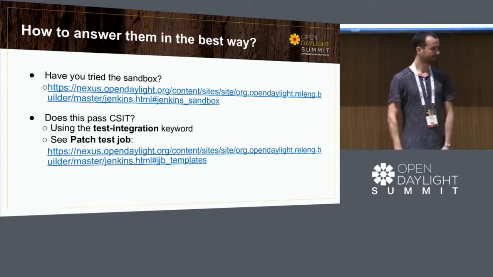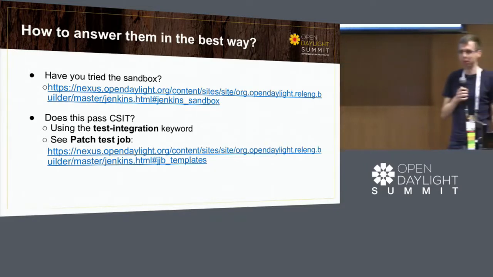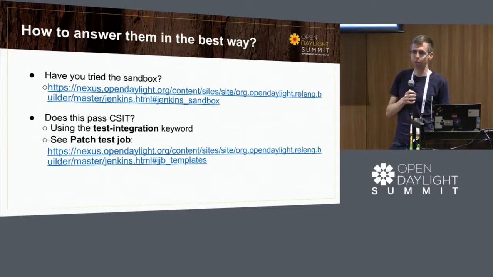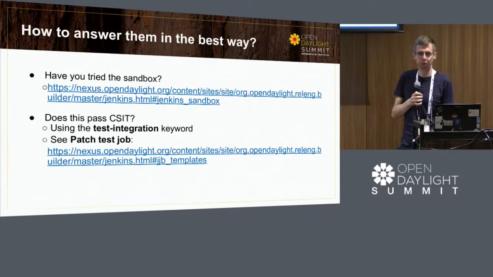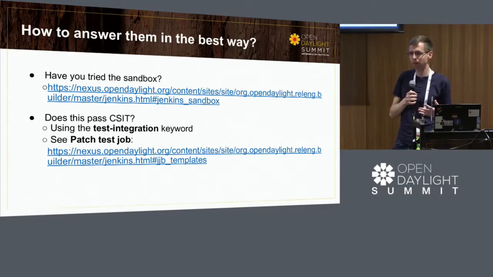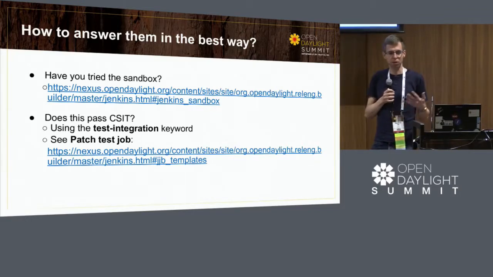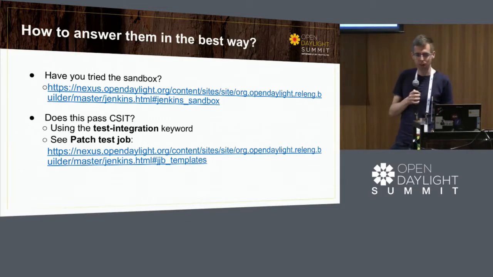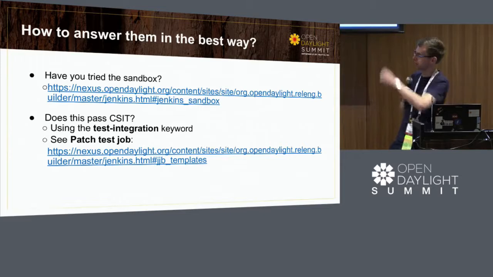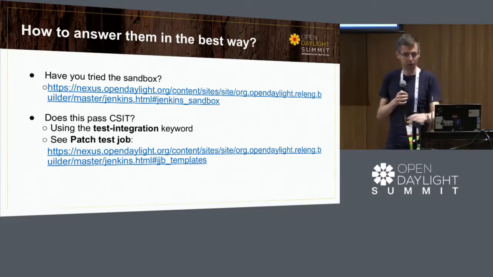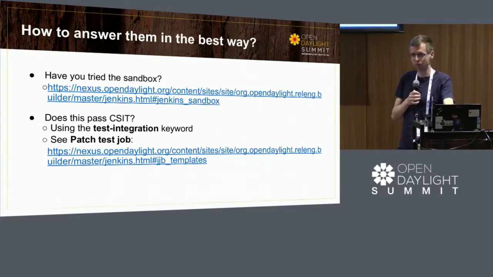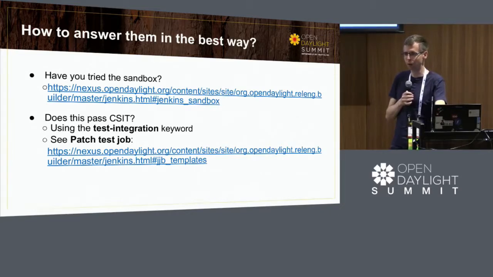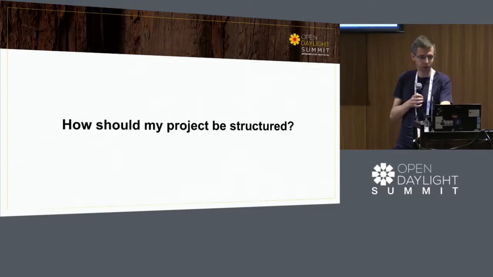Yeah, and another question you might be asked as well is, does this pass CSIT? Mostly for more complicated patches or riskier patches. And that's a set of more complicated tests that we run. To do that, you just type in test integration into the reply box in Jenkins. And that's one of several different templates that we can have, and you'll find the list up there. So you can run a variety of different tests on your patches just to make sure that everything is going okay before it merges and breaks everything.